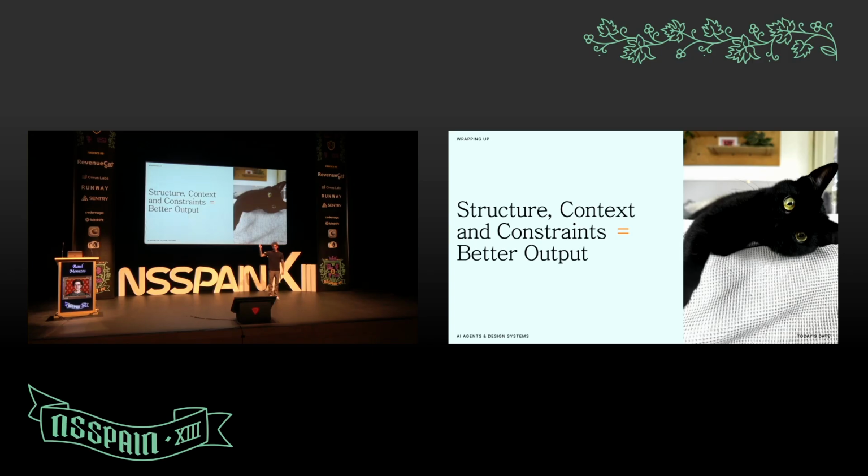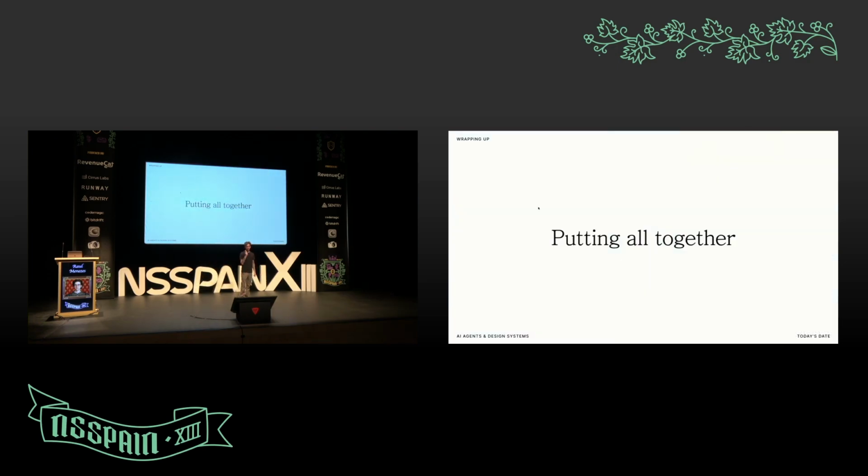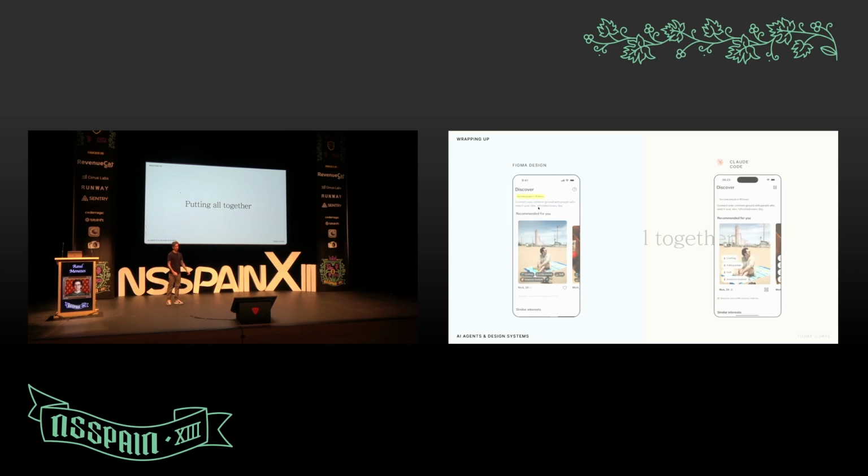And structure, context, and constraints equal better output. I was asked to put the picture of my cat, baby, to give you a better context. But if we get back to your first sample, how does that actually look? Can we actually have better outputs? I'm just saying something random, or does it actually work?